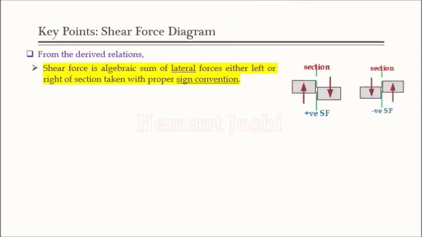This is the sign convention we are going to consider for shear force. The green line gives you the section. If I take the section's left part, then upward is positive and downward is negative. And if you consider the section's right part, then downward is positive and upward is negative. But I would suggest you remember one simple form: section left, upward, and section right, downward should be taken as positive.